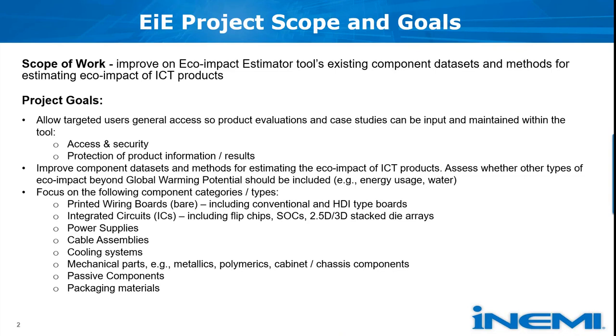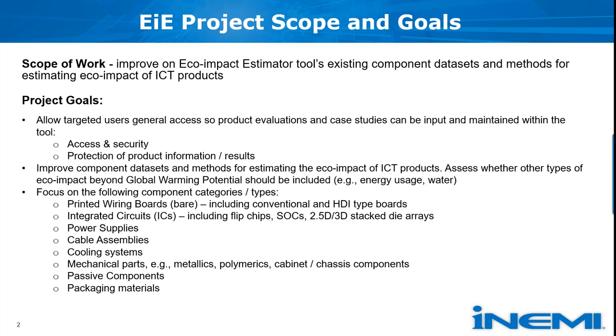Along the way, we also wanted to improve the component data sets and our methods for estimating eco-impact of ICT products, and look in particular at whether the eco-impact, which is already in there for global warming potential, could be expanded to include impacts associated with energy usage and water depletion potential. So we wanted to see if we can add that or at least evaluate it.